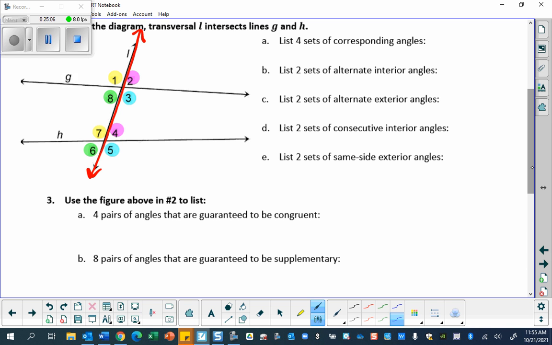8 angles that are guaranteed to be supplementary. That's all of our adjacent angles that form those linear pairs: 1 and 2, 2 and 3, 3 and 8, 8 and 1; 7 and 4, 4 and 5, 5 and 6, 6 and 7. Any questions on those conversations?